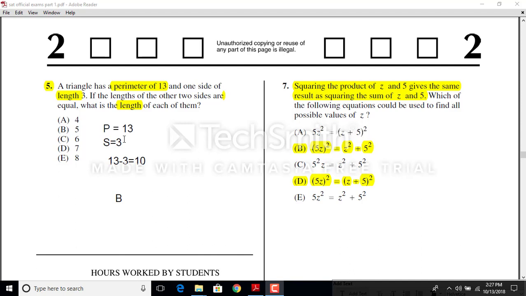So what will be the answer for the other two sides together? Of course, we're going to subtract 13 minus 3, which is 10. 10 is the sum of the other two sides.